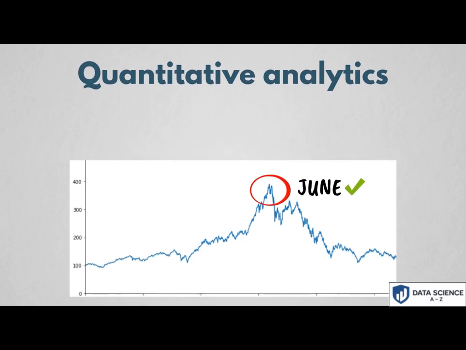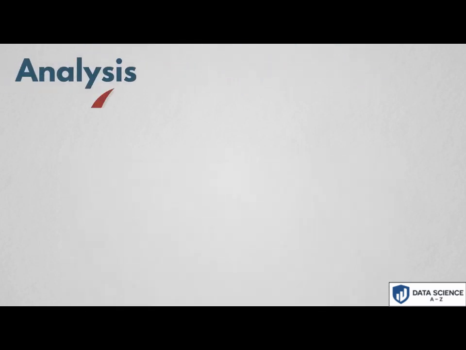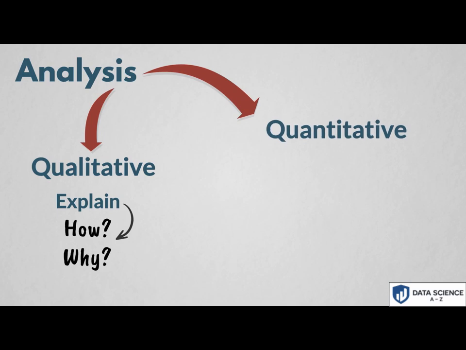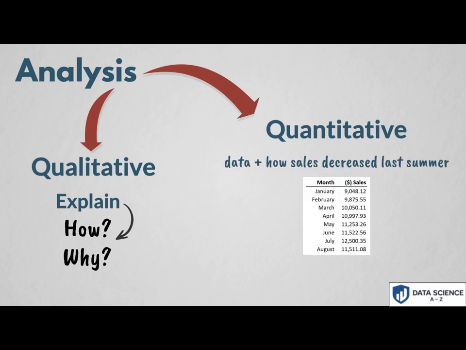Fantastic! To backtrack a little, you can combine these areas with analyses also. You could perform qualitative analysis to explain how or why a story ended the way it did, and you can perform quantitative analysis, working with past data to explain how sales decreased last summer.